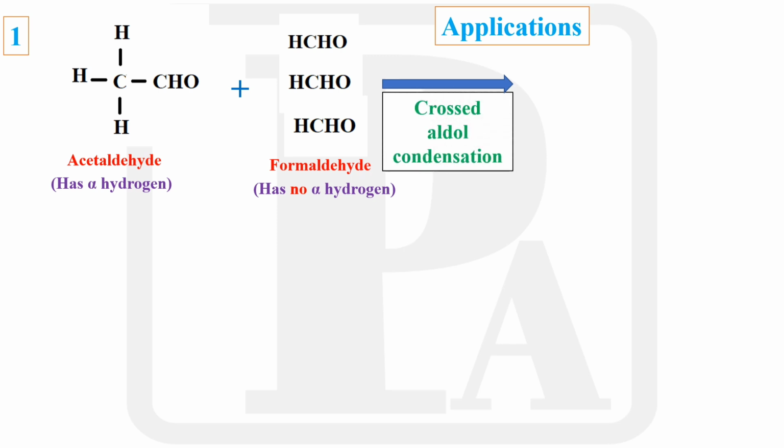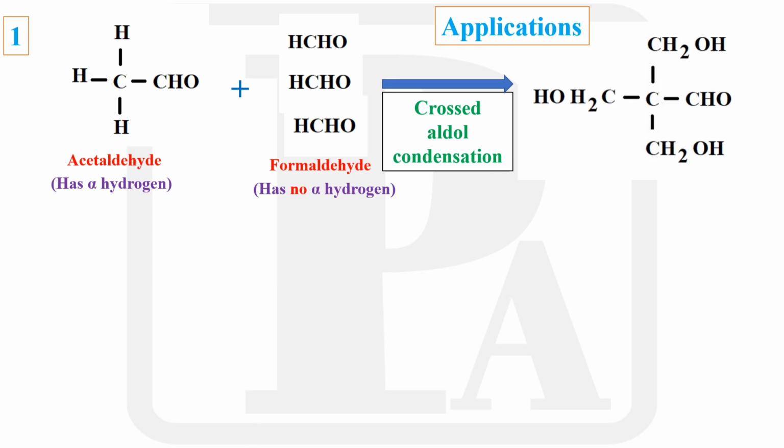On crossed aldol condensation, so here we have 3 formaldehydes, no, that is how formaldehyde would be written? HCHO. So instead of that, we can write CH2O. So that 3 CH2O would be connected to these 3 hydrogens, and that should be converted to CH2OH. So we are getting the product like this. So this is called as trihydroxypivaldehyde.